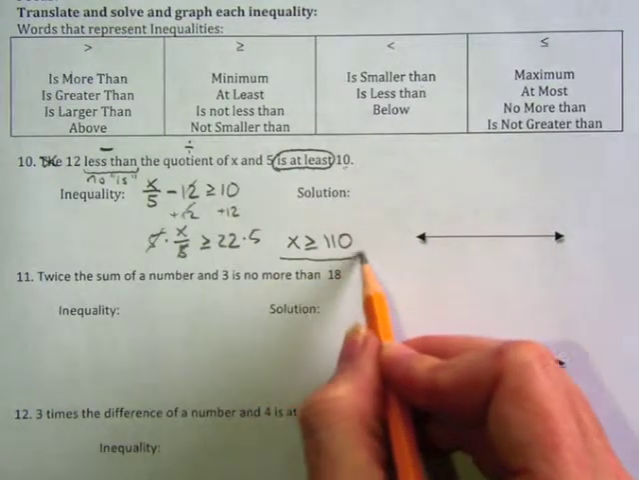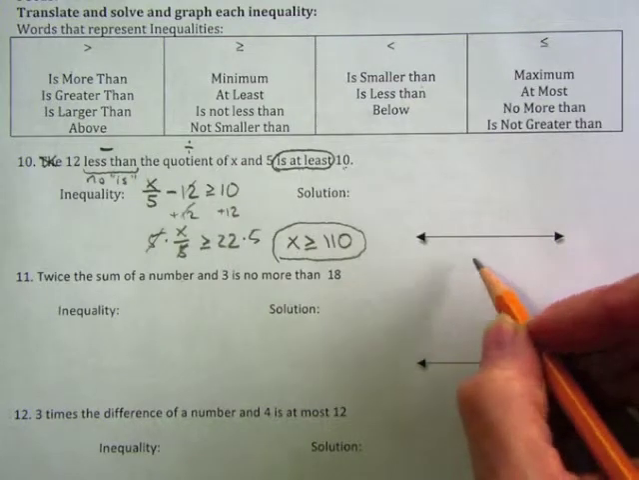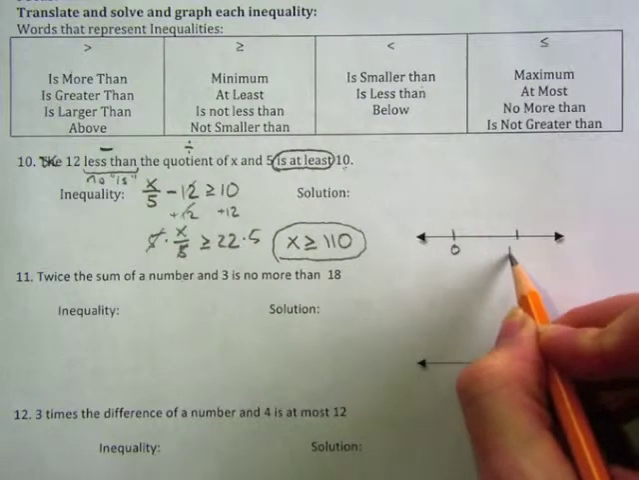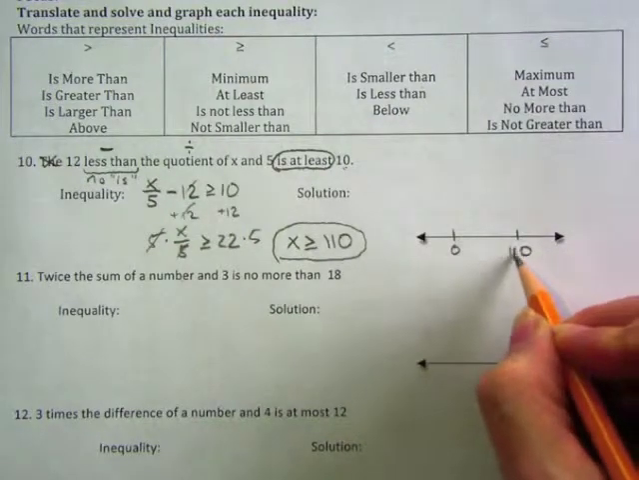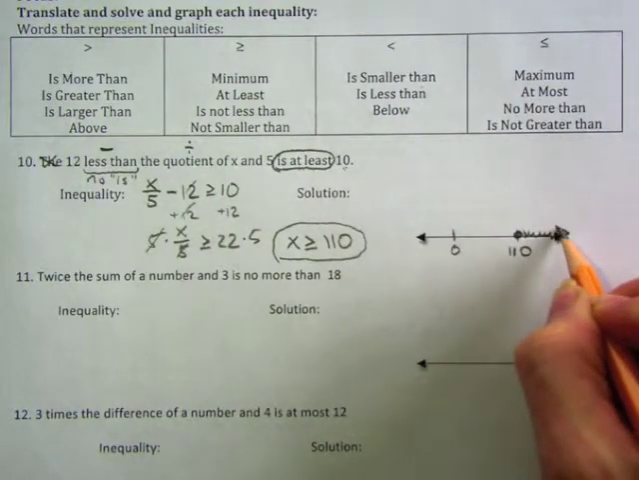So this is my solution. The graph is a visual representation of that same solution. 110 is positive, so it's on the right side of 0. We have greater than or equal to, so I'm going to put a closed circle, and I'm going to graph shading to the right.